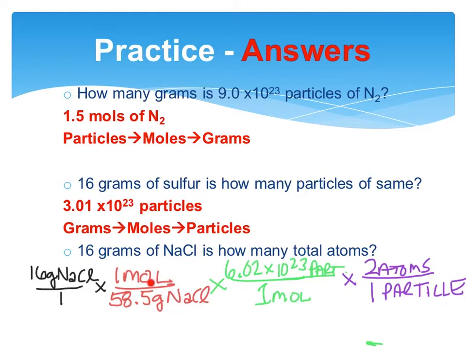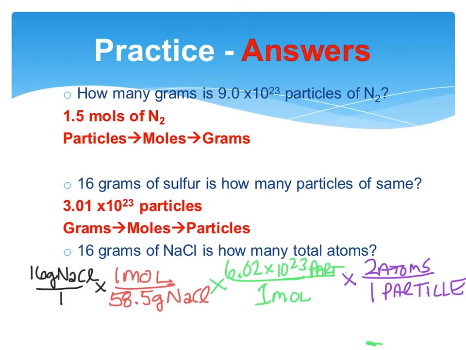I'm now going to move from moles into particles because I'm going from grams to moles to particles. So I've done that here. Remember, the mole here has to match the mole here, and I get particles. So at the end right here, I would have the number of particles. If I calculated all this here, I would have the number of particles of NaCl. That's just the particles of NaCl. Remember, each particle of NaCl has 2 atoms. So now I can say 2 atoms for every 1 particle of NaCl. And I've done that here.